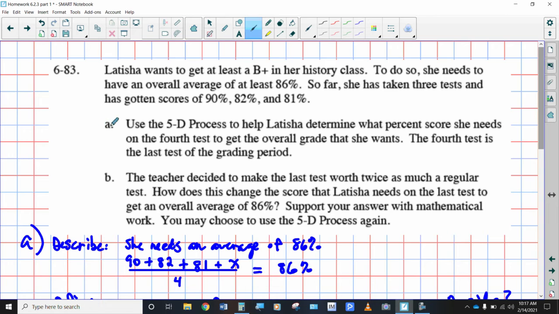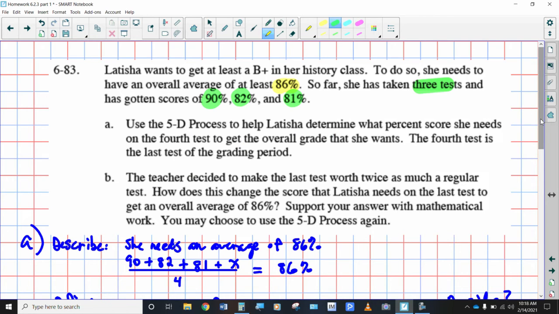All right. Letitia wants to get a B+ in her history class. To do so, she needs an overall average score of 86%. So far, she has taken 3 tests. Her scores are 90, 82, and 81. Use the 5D process to help Letitia determine what percent score she needs on the 4th test to get the overall grade that she wants.